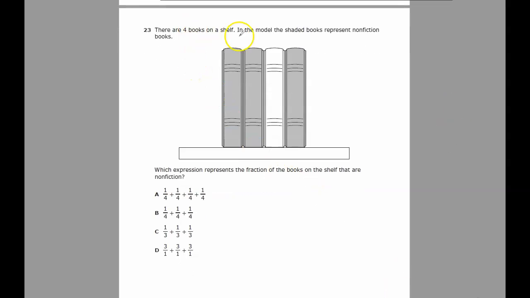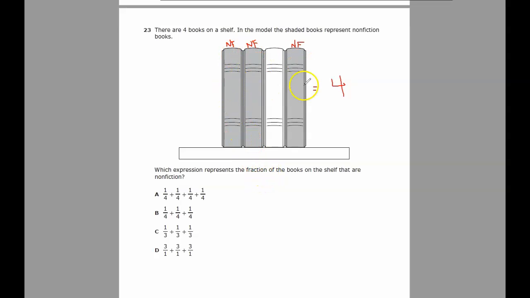There are 4 books on a shelf. So we know we have 4 books. In the model, the shaded books represent nonfiction. So shaded is nonfiction. So I'm going to label that nonfiction, nonfiction, and nonfiction. Which expression represents the fraction of the books on the shelf that are nonfiction?